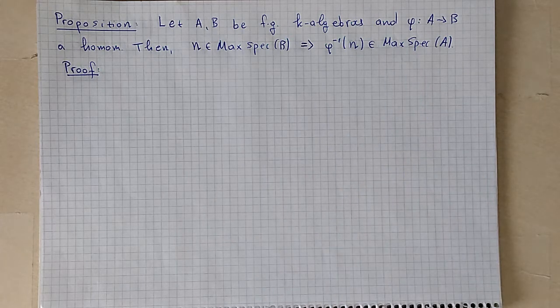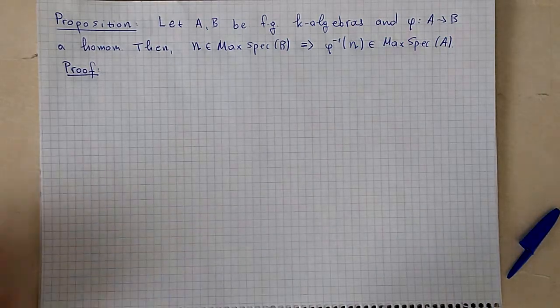Then the proposition says that the pre-image of any maximal ideal is again maximal, which is not true in general, because we know, for example, if we consider the ring homomorphism from the integers to the rationals, this is not true. For instance, the trivial ideal is a maximal ideal of Q, but its pre-image, which is going to be the zero ideal, is not a maximal ideal, because the integers don't form a field. Okay, so let's see how this proof goes.